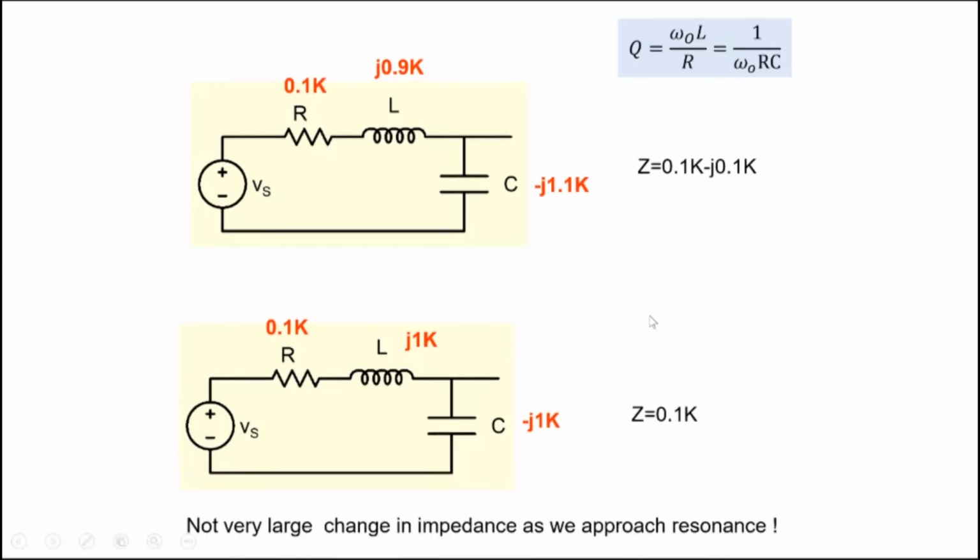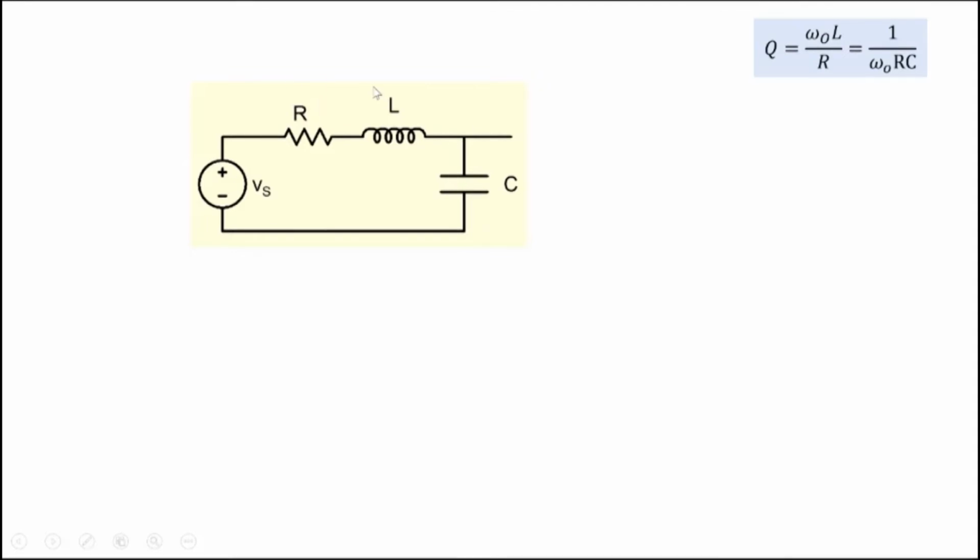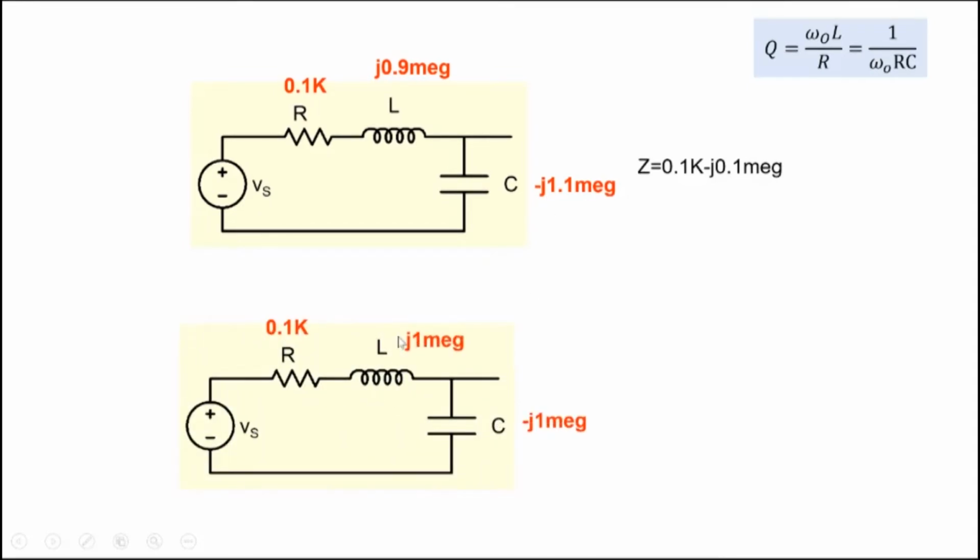On the other hand, if we look at the same thing, let's say this is 0.1 K and this is 0.9 meg and 1.1 meg. So this is a little bit below resonance. So the net impedance would be 0.1 K minus j0.1 meg, and if we take its magnitude, it would be around 0.1 meg. Now at resonance, as you increase the frequency, this will become 1 meg and this will become minus 1 meg. These two will cancel each other, and so Z will become 0.1 K.